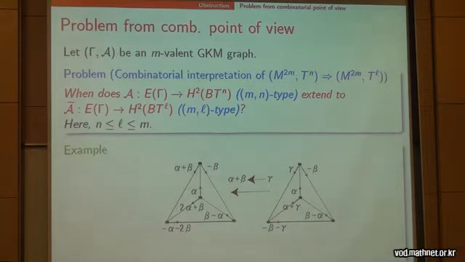So let me show you the examples. In this case, this left-hand side is a 3-2 type GKM graph. And on the other hand, this is a 3-3 type GKM graph. So if we put alpha plus beta to gamma in this 3-3 type GKM graph, then we get this GKM graph. Okay? So it means that this 3-2 type GKM graph is extended to this 3-3 type GKM graph. Okay, I would like to study this kind of thing. So when does an (m,n) type GKM graph extend to an (m,l) type GKM graph?